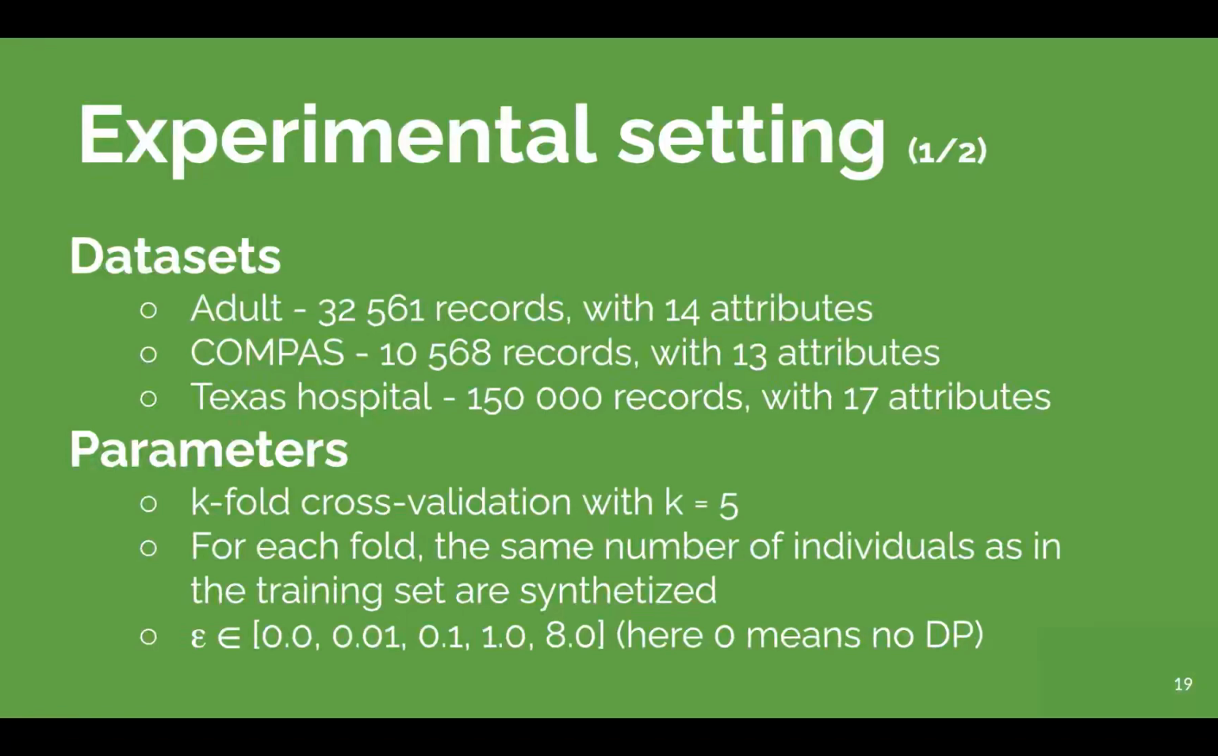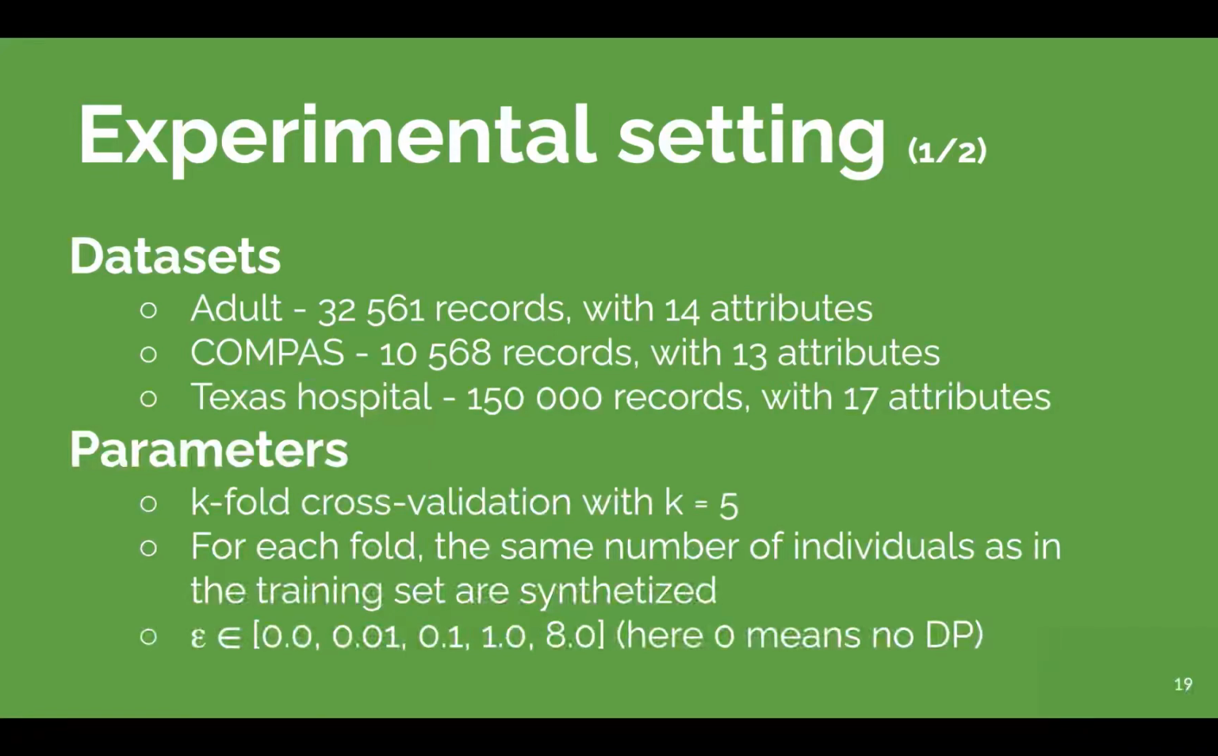For the experimental evaluation, here's the setting. We used 3 datasets: Adult, COMPAS, and Texas Hospital. The latter one we sampled down to 150,000 records and 17 attributes due to computation limitations. We used k-fold cross-validation with 5 folds. For each fold, the models generated the same number of records as the training set.